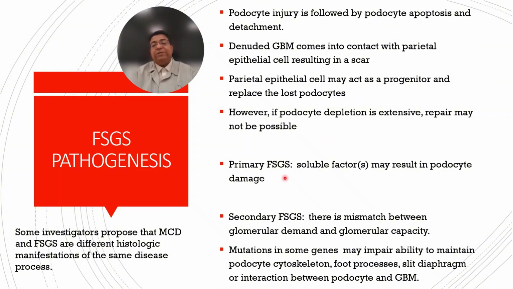The primary FSGS syndromes may be due to a soluble permeability factor. Secondary FSGS is thought to be because of a mismatch between glomerular demand and glomerular capacity to repair. Again, you have genetic FSGS, in which mutations in some genes may impair ability to maintain podocyte cytoskeleton, foot processes, slit diaphragm, or interaction between podocyte and glomerular basement membrane.